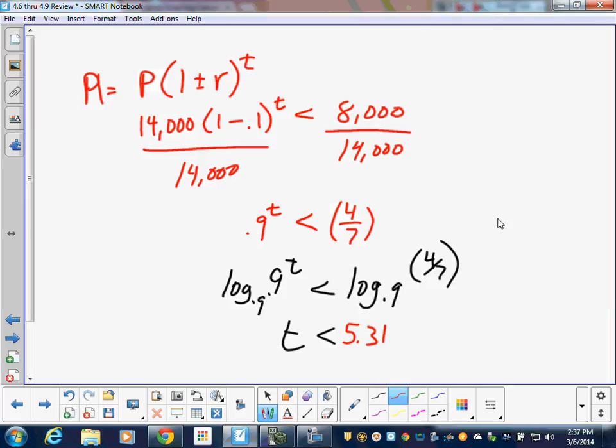I guess it wants to know when it's less than, or when one exceeds. Let's see, make sure I read it right. For what period of time did the value of the car exceed 10,000? For what interval of time? So it would be this. As long as the time is greater than 5.3 years, the amount goes down below $8,000. All right, let me go ahead and hold off on number 22 and 23. I'll do 22 and 23 as a warm-up tomorrow.